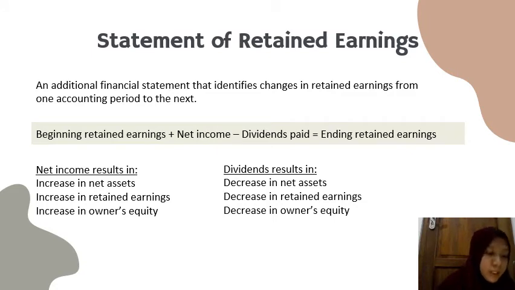Statement of retained earnings is an additional financial statement that identifies change in retained earnings from one accounting period to the next. The formula of ending retained earnings is beginning retained earnings plus net income minus dividends paid. Net income results in increase in net assets, increase in retained earnings, and increase in owner's equity. Dividends result in decrease in net assets, decrease in retained earnings, and decrease in owner's equity.